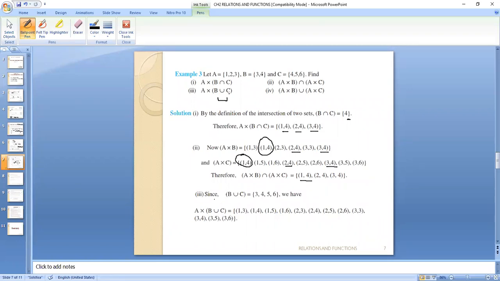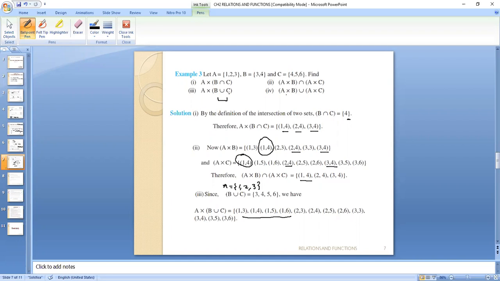Now cross multiply A cross B union C. First you write the element of A, which is 1. A is the set {1, 2, 3}. So 1 multiplied with 3, 4, 5, 6 gives (1, 3), (1, 4), (1, 5), (1, 6). Then multiply 2 with each element: (2, 3), (2, 4), (2, 5), (2, 6). Then (3, 3), (3, 4), (3, 5), (3, 6). This is A cross B union C, right?